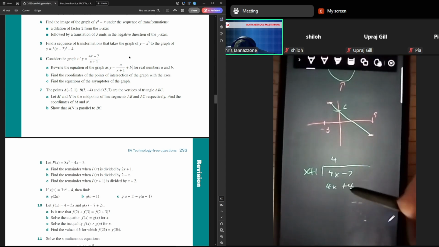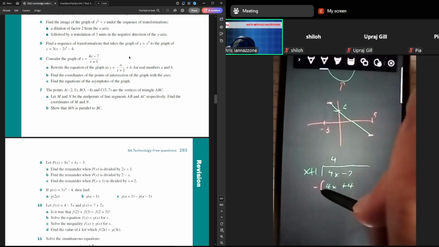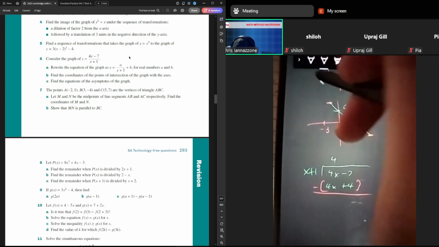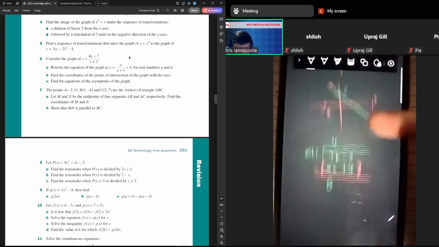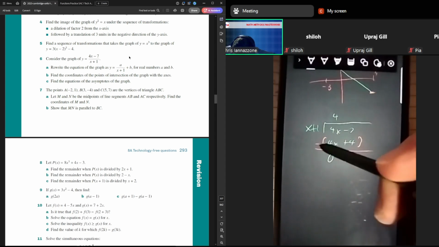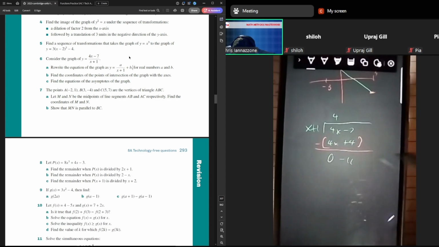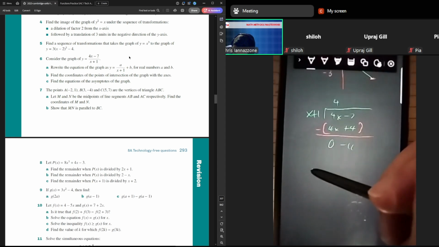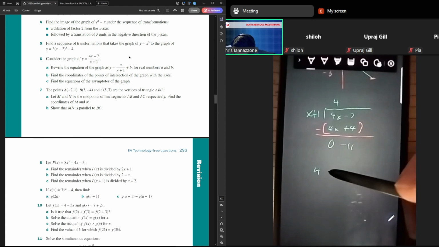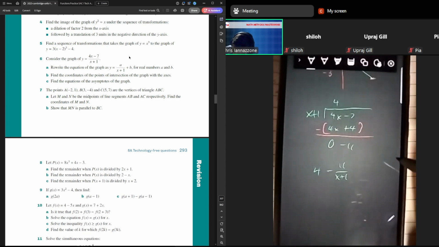4x plus 4, do your subtraction. It's going to cancel down here. And then minus 7 minus 4, minus 11. So that's obviously your remainder there. So when we think about our quotient, it's 4. Our remainder being negative 11, you've got to divide that by x plus 1.